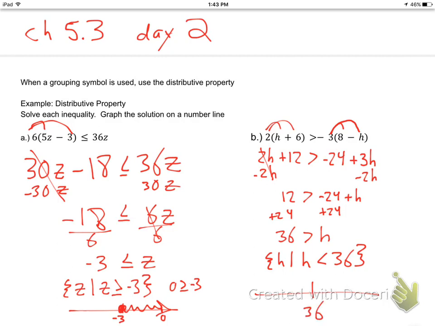36, open or closed? Open dot. 0 is way over here now, isn't it? No, it's not. 0 is over here. Is 0 less than 36? Or no, wait, I was right. Yes, I was right. Wow, it's definitely not a good day right now. Okay, 0. So I shade to the left.